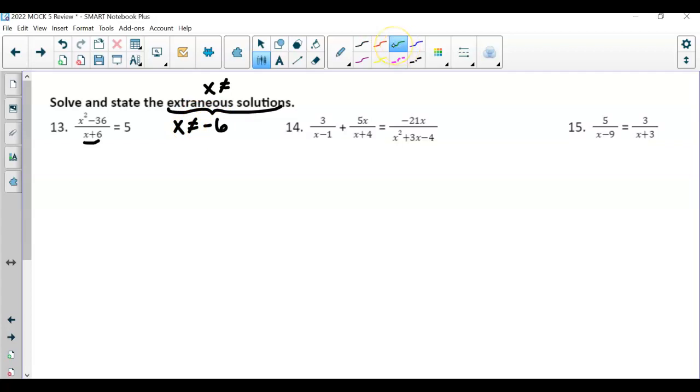Now I notice here that I know that this is just the one fraction, the rational expression, equal to 5, but I can factor.